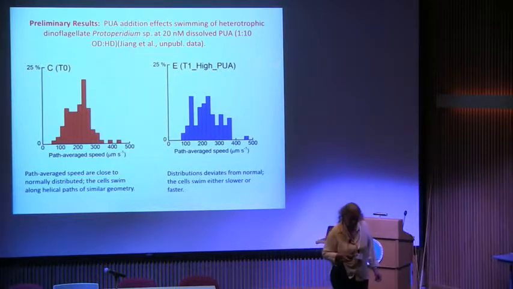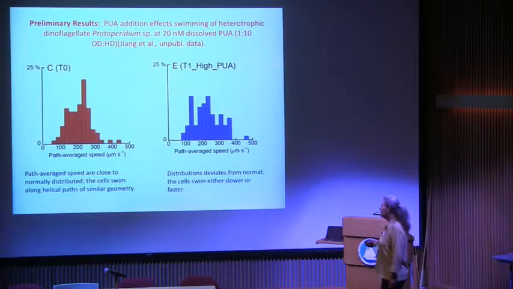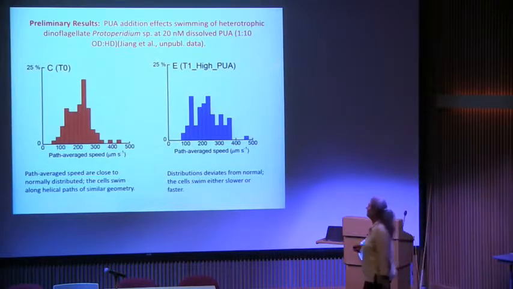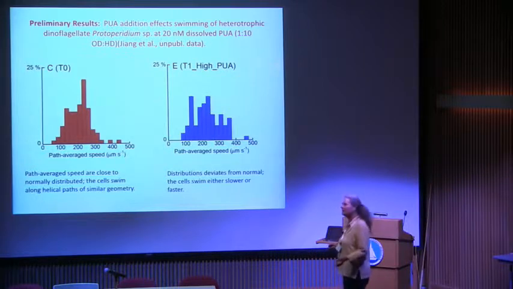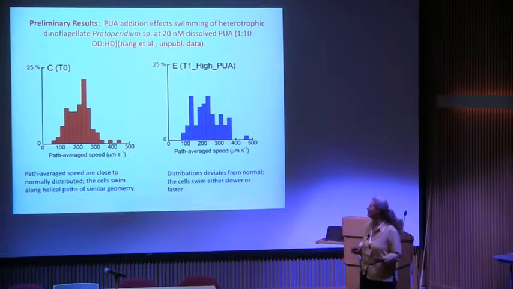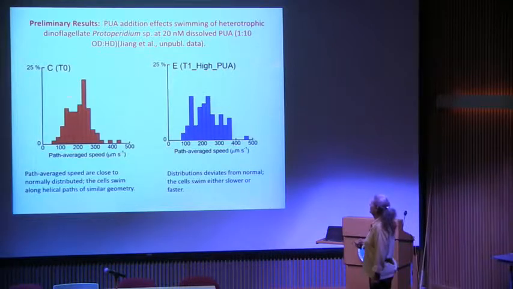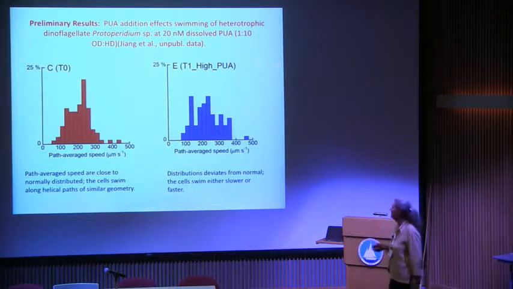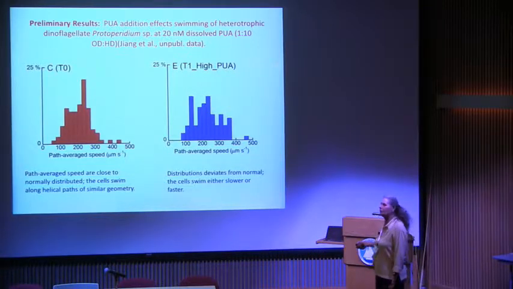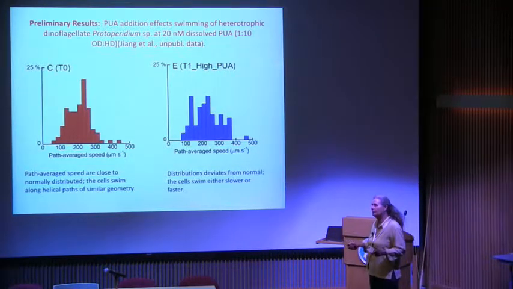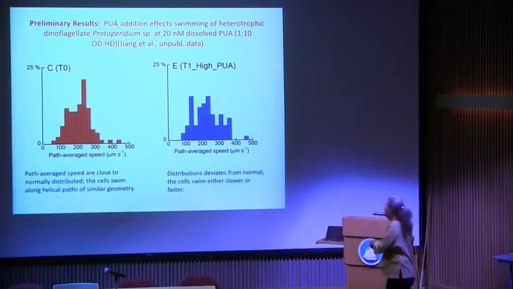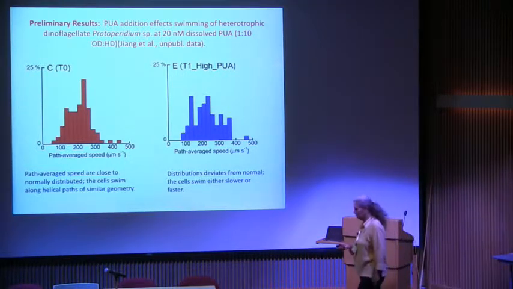Something we've done recently with Hoshu Zhang in the Ocean Engineering Department here and with Matt Johnson is, does it actually affect the swimming of the microzooplankton? And this we did with Protoperidinium, a heterotrophic dinoflagellate. And what we found was at T0, you get a nice sort of normal distribution. The cells are helically swimming. But after exposure, even for a short time to PUA, you get some cells that swim very slow and some that swim very fast. So there's a real change in swimming behavior.